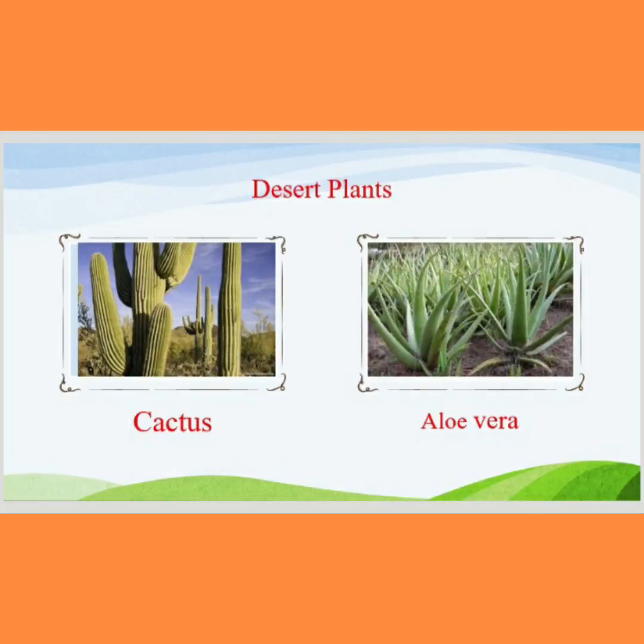In the cactus and aloe vera. Cactus is generally found in desert areas where a very small amount of water is found. Cactus uses the food stored in fleshy stems for its growth and survival in the absence of water.